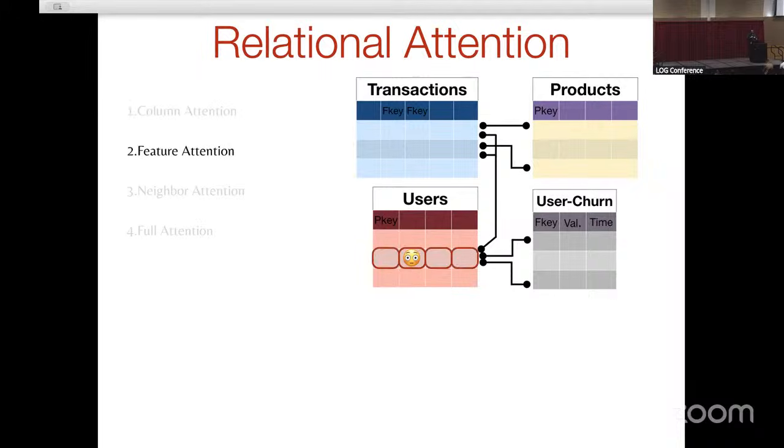The second type is we're going to attend over cells or tokens in the same row. And this is what makes a big difference in the ability of our model to adapt to different databases.